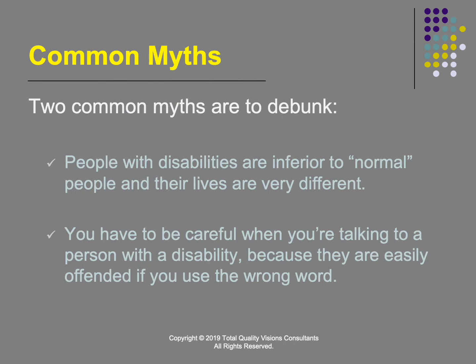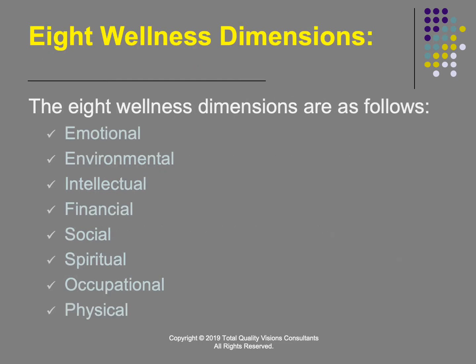Common myths. Two common myths to debunk. People with disabilities are inferior to normal people and their lives are very different. You have to be careful when you're talking to a person with a disability because they are easily offended if you use the wrong word. The 8 wellness dimensions are as follows: emotional, environmental, intellectual, financial, social, spiritual, occupational, and physical.